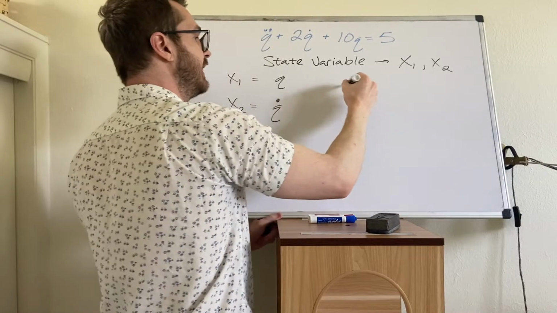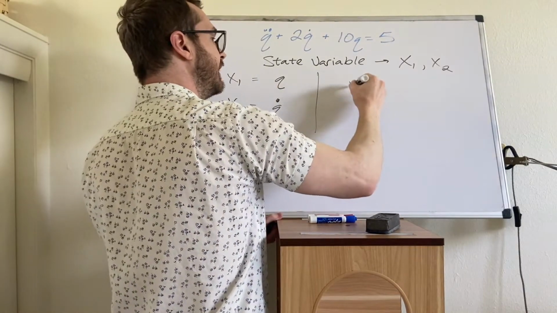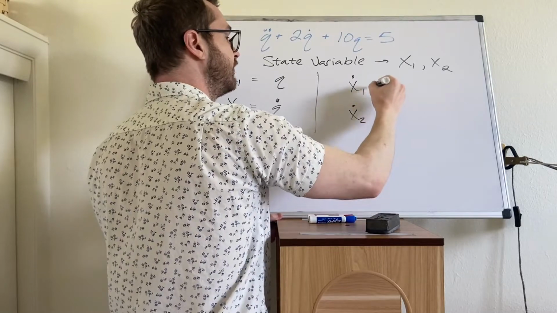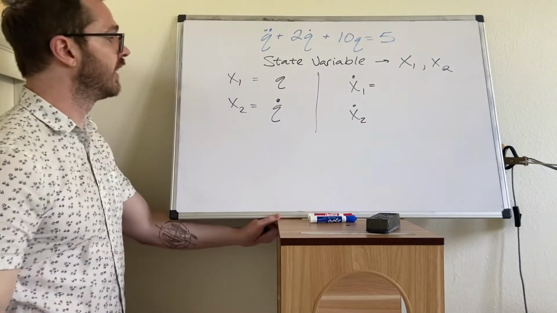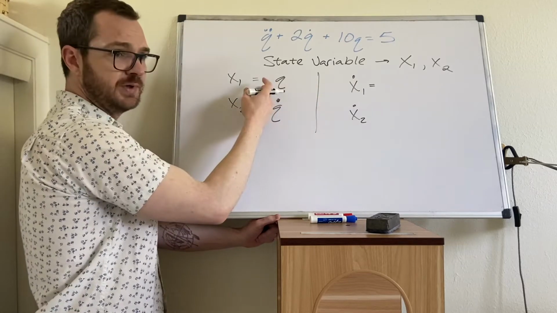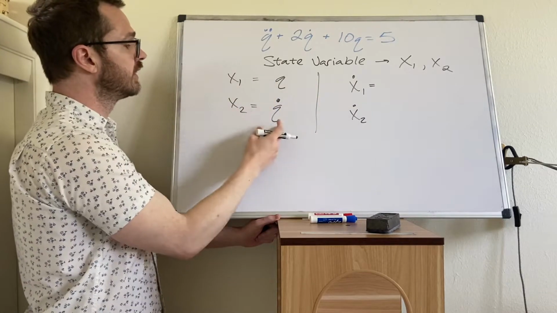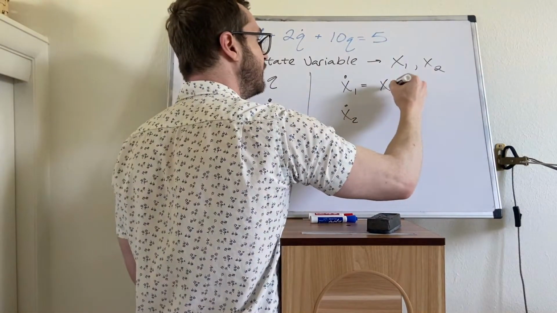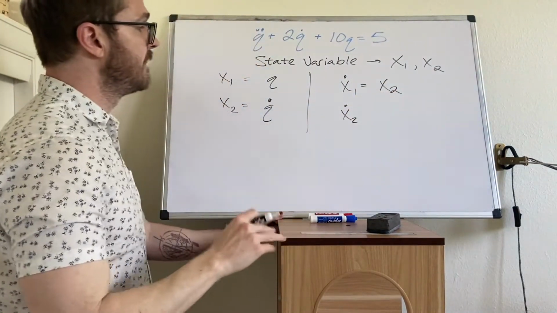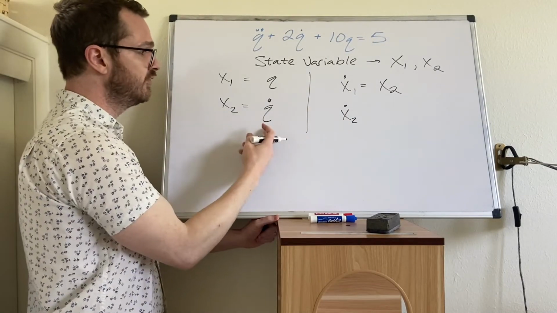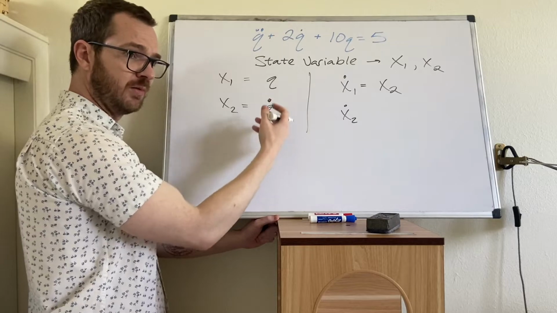What we can define next then is x dots. So let's say x1 dot, x2 dot. So what is x1 dot? Well, x1 is equal to q, so x1 dot should be q dot, right? But q dot is x2, so x1 dot is x2. And then what is x2 dot? Well, x2 was q dot, so x2 dot is q double dot.